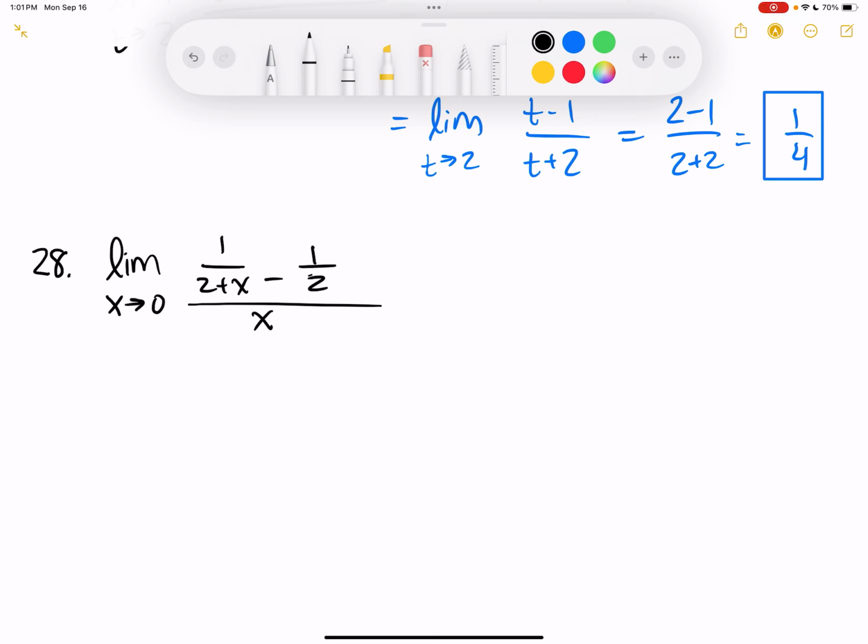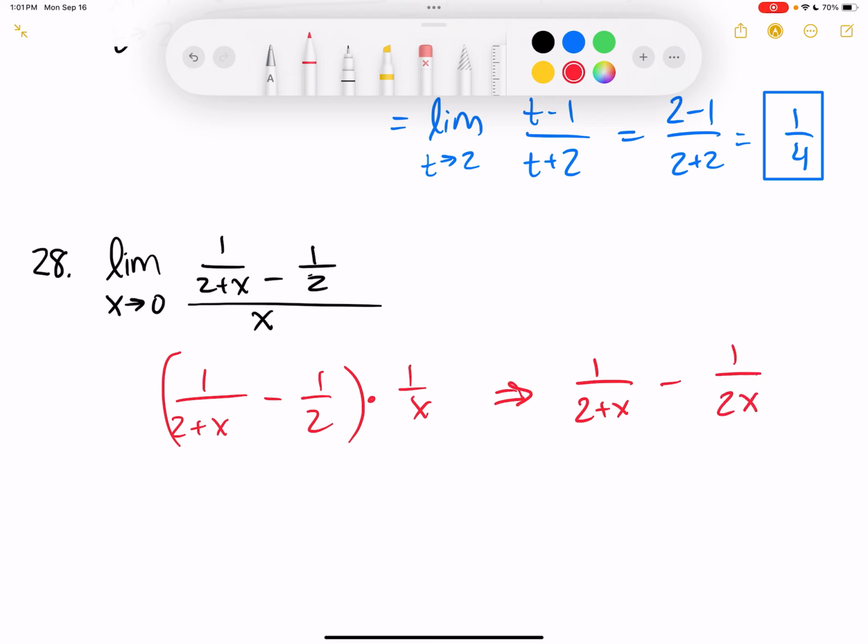Wait, wouldn't that give us an x squared on the bottom? Like keep, change, flip. Yes, but that's still going to give me a 0 on the bottom, so I'm not done if I choose to do it that way. Because I would have 1 over 2 plus x minus 1 over 2x. Oh wait, times x. That's just going to be a lot.